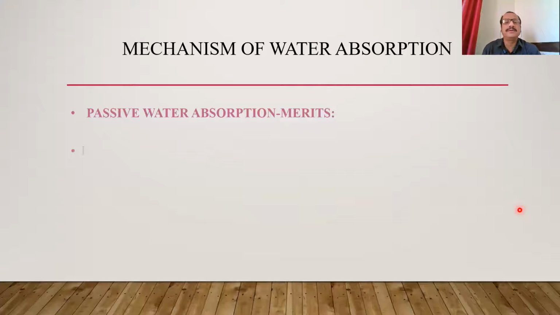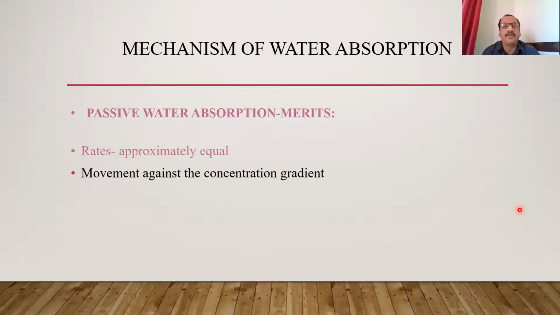Now there are certain merits of this theory or method of water absorption, that is, passive water absorption. The first point is that the rate of water absorption and the rate of transpiration are approximately equal. So this suggests that there is a close correlation between the two processes, and passive water absorption takes place due to transpiration. This theory critically satisfies the concept of movement against the concentration gradient.